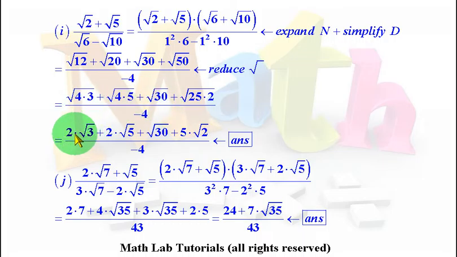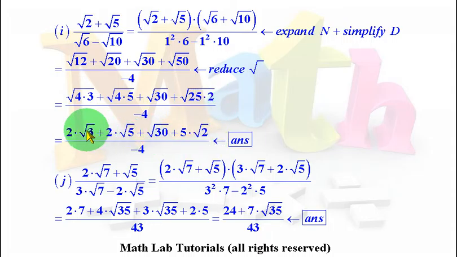In the next line, what I do is extract the perfect square from the radical. Square root of 4 is 2. I put it out front. I'm left with root 3. There's the bad guy. Square root of 4 is 2. I put it out front. I'm left with root 5. There's the bad guy. Of course, root 30 is all bad. Just drop it down. Root 25 is 5. Put it out front. And the bad guy is root 2.